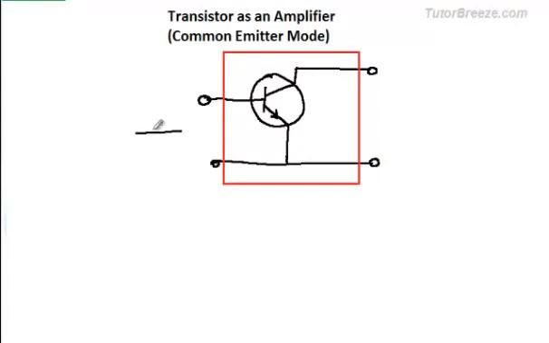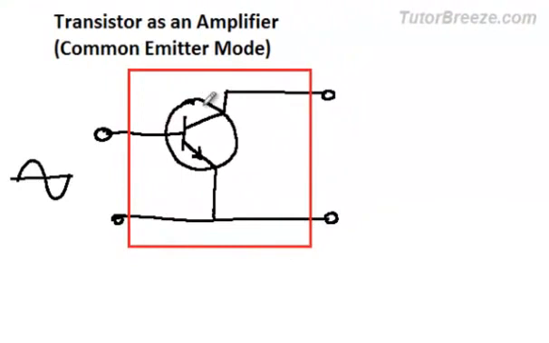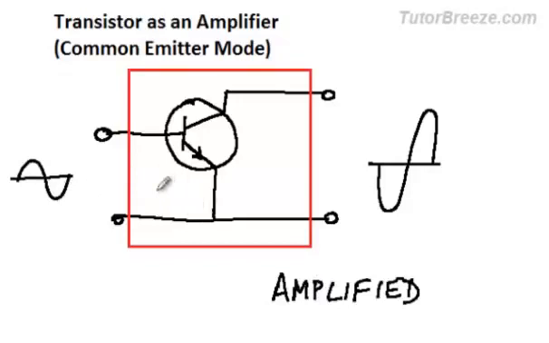Let's say I input a signal over here, and what I get out of this box, I don't really know what's inside it, is a signal that looks like this. Now you can see that it's the same signal, but it has a greater swing or amplitude. The phase reversal is something we'll talk about a little later, but you can see that the signal is amplified. If you want to know how the input signal got amplified, then this lesson is meant for you.